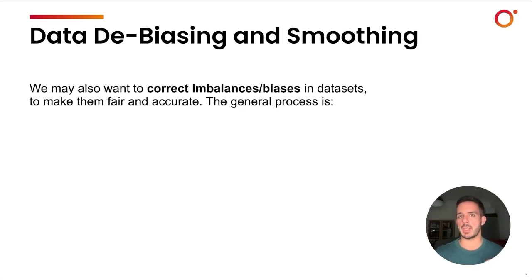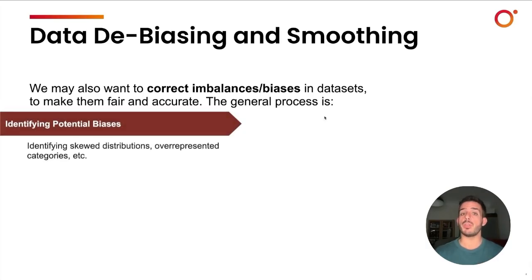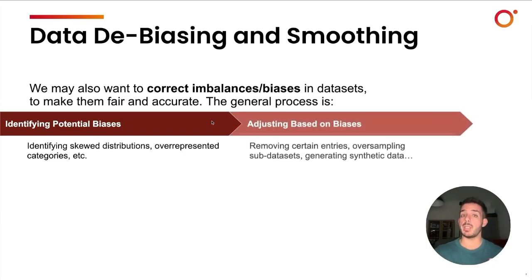So what is the general process to debias and smooth the dataset, even before GenAI? Well, first we identify the potential biases, right? Do we have skew distributions of values? Do we have overrepresented categories? Do we have features that don't have any values at all, or where most entries don't actually have a value, and so on? And then we simply adjust the dataset based on the problem that we have, right?